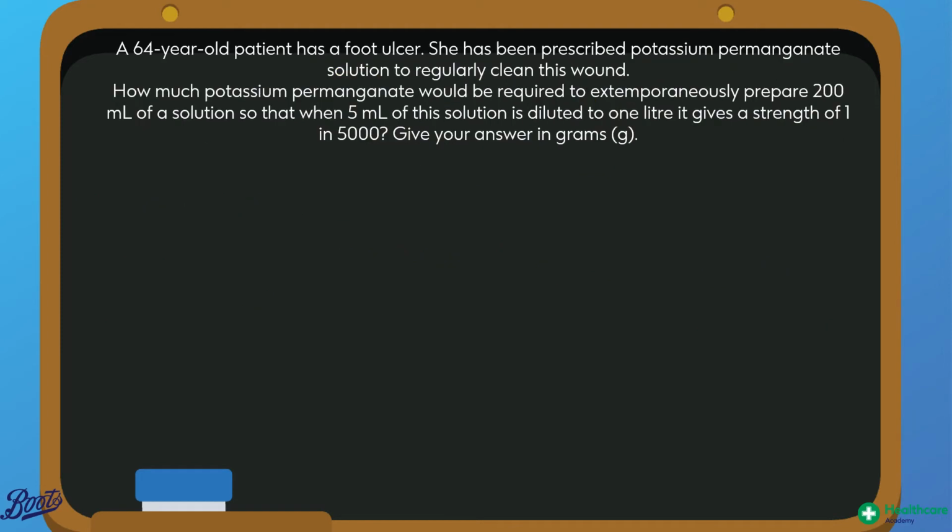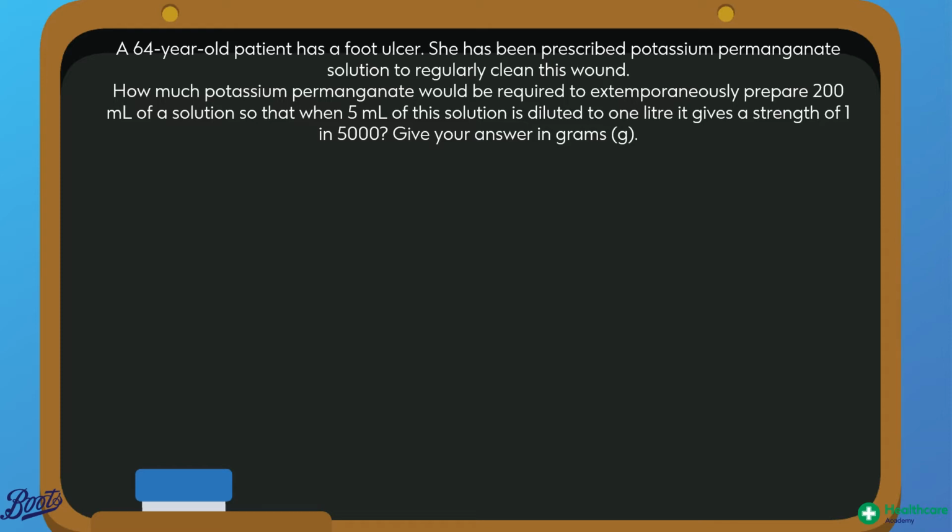Calculations Paper A, Question 7. A 64-year-old patient has a foot ulcer. She has been prescribed potassium permanganate solution to regularly clean this wound. How much potassium permanganate would be required to extemporaneously prepare 200 milliliters of a solution so that when 5 milliliters of this solution is diluted to 1 litre, it gives a strength of 1 in 5,000? Give your answer in grams.